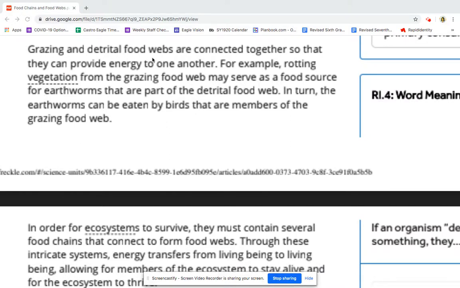Grazing and detrital food webs are connected together so that they can provide energy to one another. For example, rotting vegetation from the grazing food web may serve as a food source for earthworms that are part of the detrital food web. In turn, the earthworms can be eaten by birds that are members of the grazing food web.